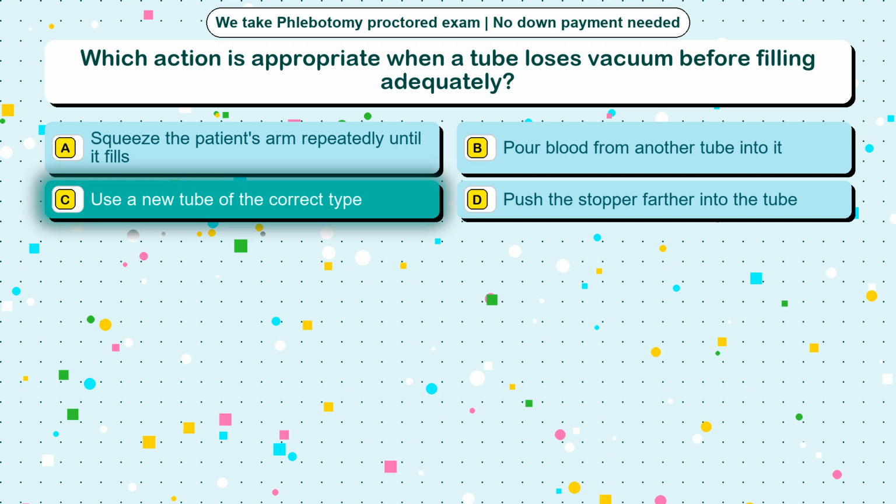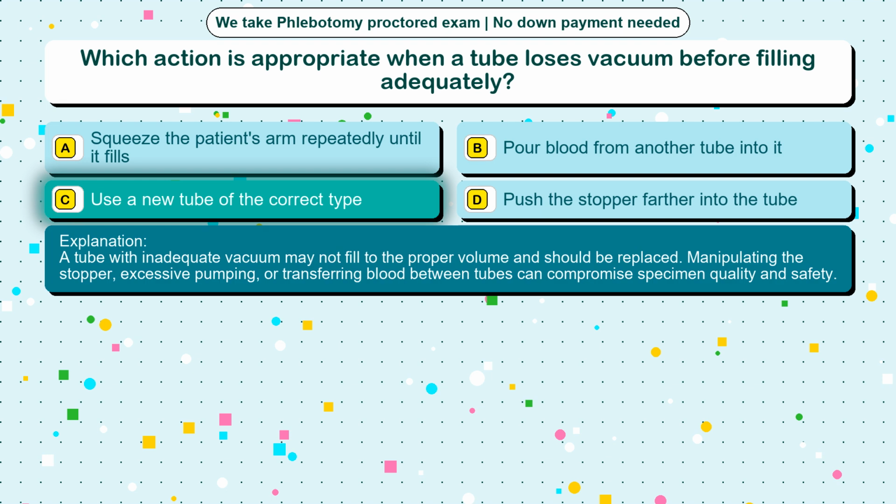The correct answer is option C, use a new tube of the correct type. A tube with inadequate vacuum may not fill to the proper volume and should be replaced. Manipulating the stopper, excessive pumping, or transferring blood between tubes can compromise specimen quality and safety.